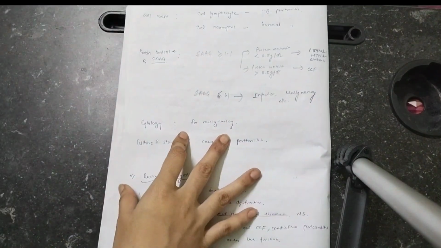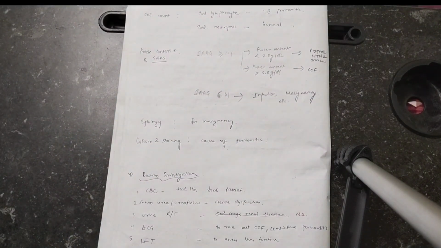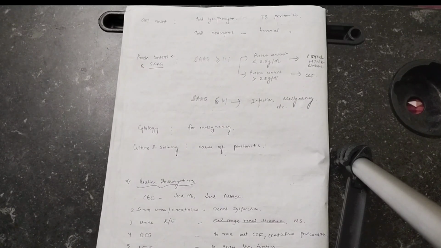Now you do the cell count. Very important concept. Whenever bacterial infection is there, your neutrophil will rise. And whenever tuberculosis is there, your lymphocyte will rise. Remember this concept always. Any other bacteria will cause neutrophil to rise, but tuberculosis, because it involves lymph nodes, causes lymphocytes to rise. Then you will do the protein content and SAAG.